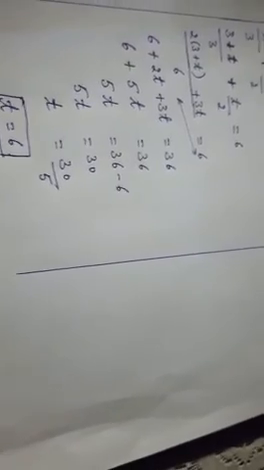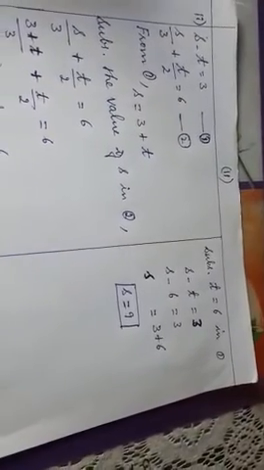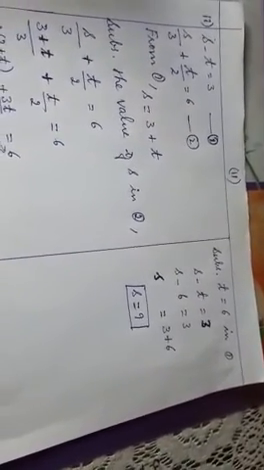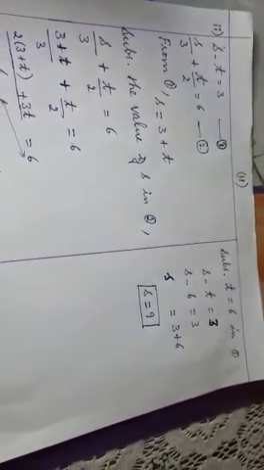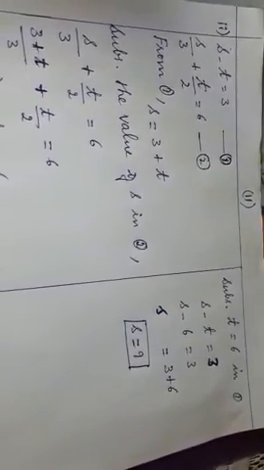Now substitute the value of t, that is t is equal to 6, in any one of the equations. I have taken first equation because that is a little bit easier than the other one. So s minus t is equal to 3. So s minus 6 is equal to 3. s is equal to 3 plus 6. s is equal to 9. Now we have got the value of s and t.